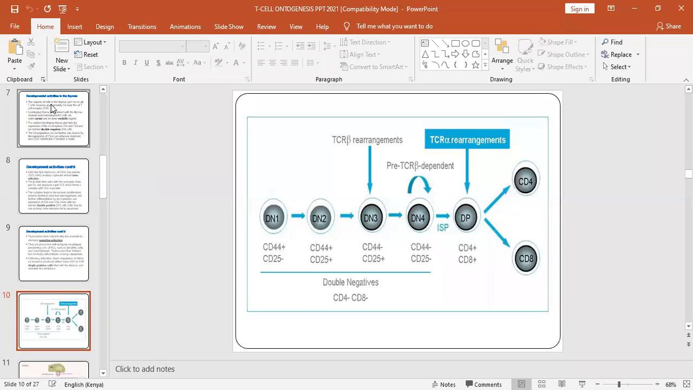And when they differentiate within the medullary region, you find that you have mature CD4 cells, or the T helper cells, and the CD8 or cytotoxic T cells.